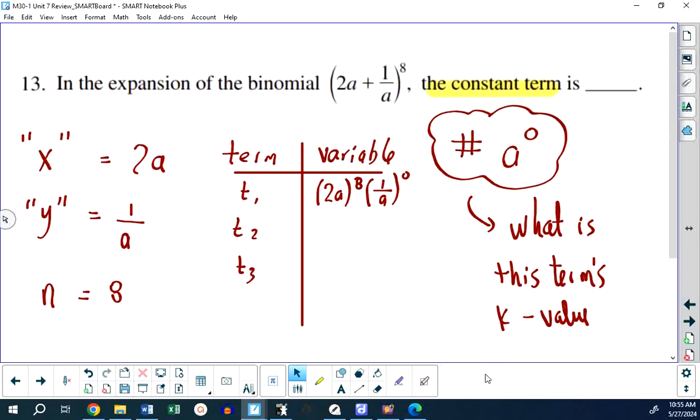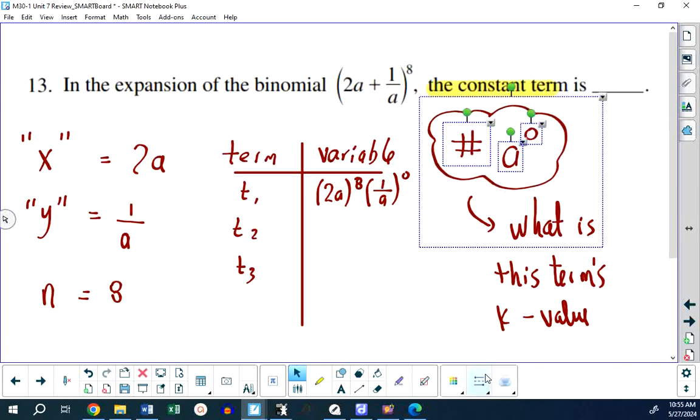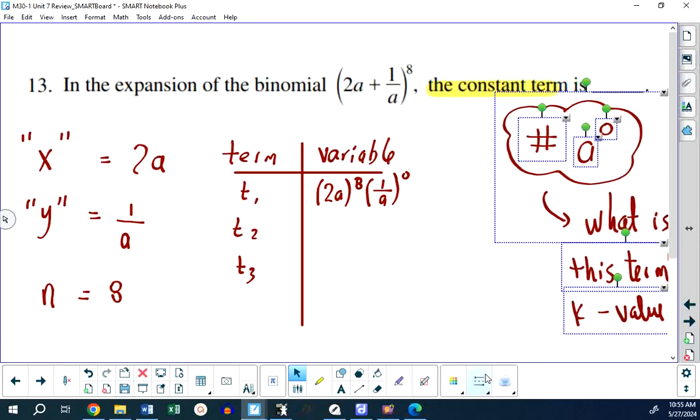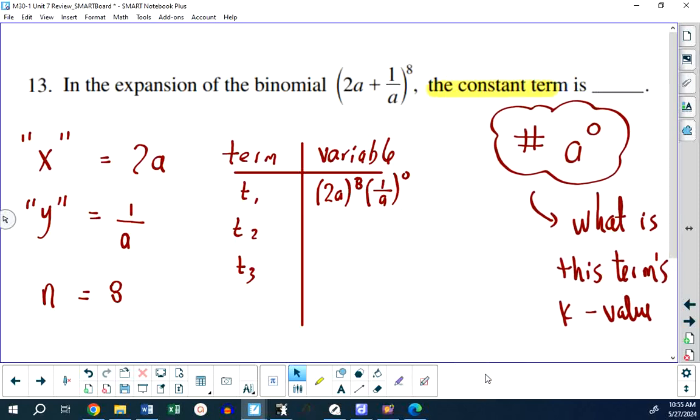A to the 8, everybody, is not a to the 0. Now, I do have a 2 in there as well, and I said I would only put the variable component, but I don't think that bothers you, right? This will contain a to the 8s, correct?